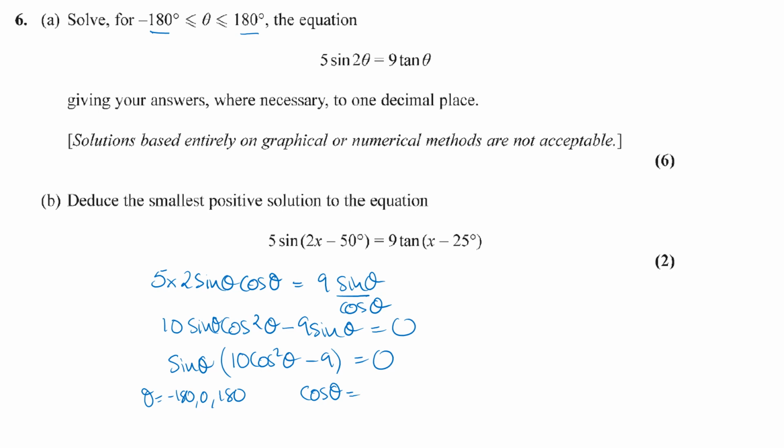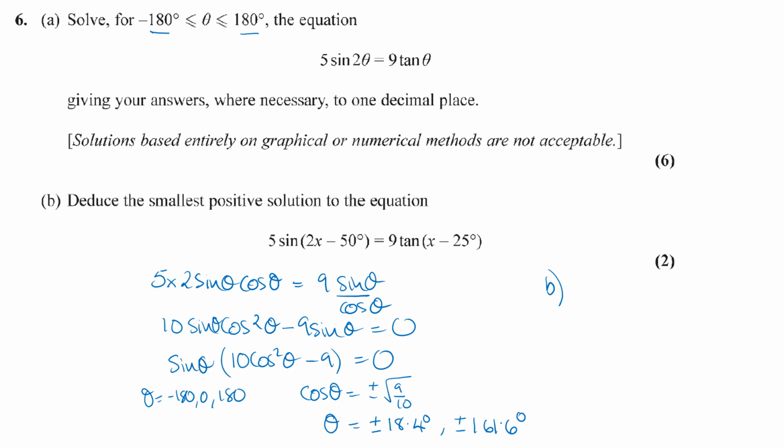And then just rearranging and letting this bracket equal to 0, we're going to have that cos theta is equal to plus or minus the square root of 9 over 10. And then if you do inverse cos of that, and because it's plus or minus because we're taking the square root, it's going to give us plus or minus 18.4 degrees and plus or minus 161.6 degrees.